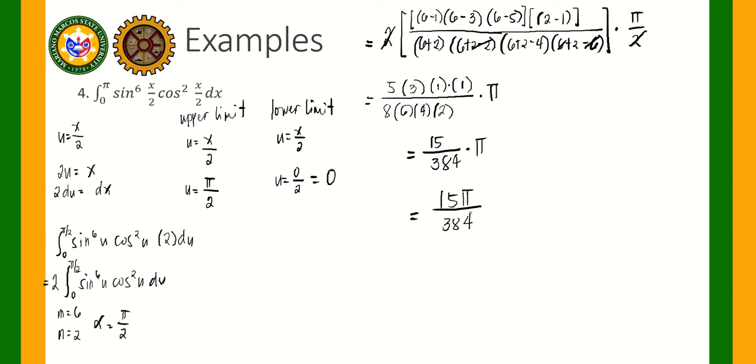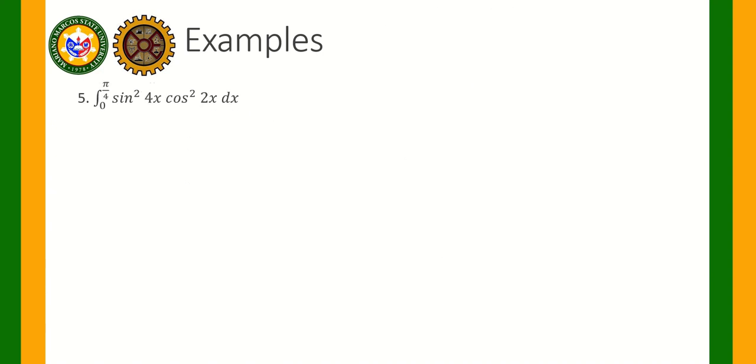So, we can reduce this answer into lowest term. So, our final answer would be 5 pi all over 128. So, that is what you do when there is a change in variable, when the limits are not applicable for Wallis' formula. Okay? So, let's try example number 5.